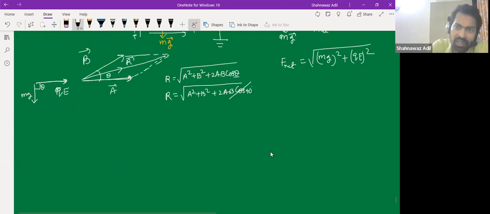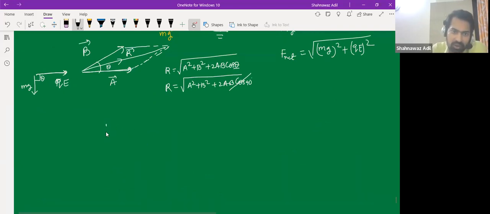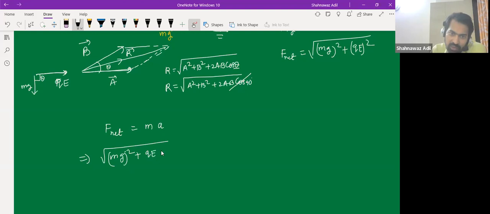Now we know, from Newton's second law, that F net is mass into g effective, or acceleration, right? So this is the root of (mg) square plus (qE) square, and this is m. So what I do is take m square outside. So this is m square, and then this is g square plus (qE by m) square.